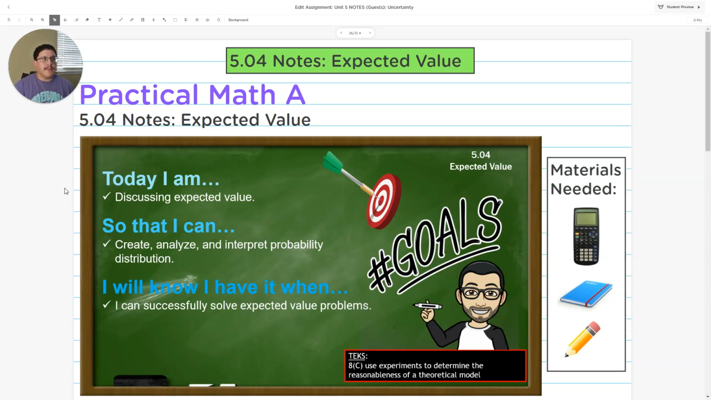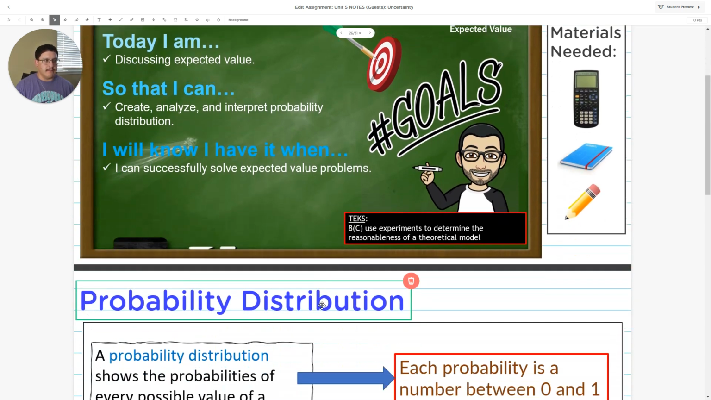This is section 5.04 of Unit 5 Notes, Expected Value. Today I am, as in you are the student, discussing expected value so that I can create, analyze, and interpret probability distribution. I will know I have it when I can successfully solve expected value problems. The specific TEKS we're looking at for today's lesson is 8C.